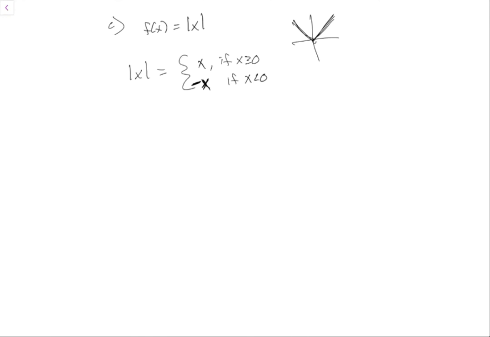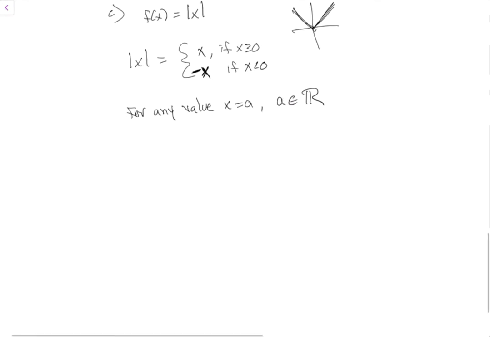Now, if we're looking for where I am discontinuous, I know visually that I'm not discontinuous at all. So what I need to do technically in this scenario is show that it's continuous at every value in its domain. So I don't want to look at a specific numerical value. I want to look for all possible values. So for any value x equals a, where a is an element of the reals, what would the limit of the absolute value of x be as x approaches a?